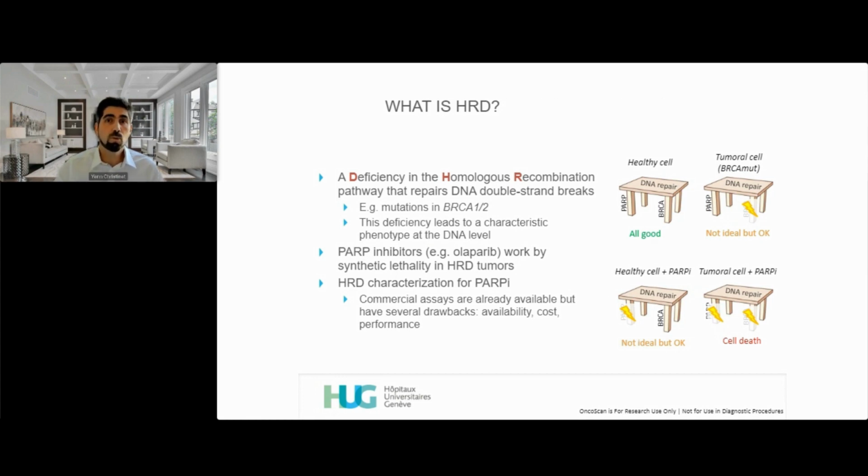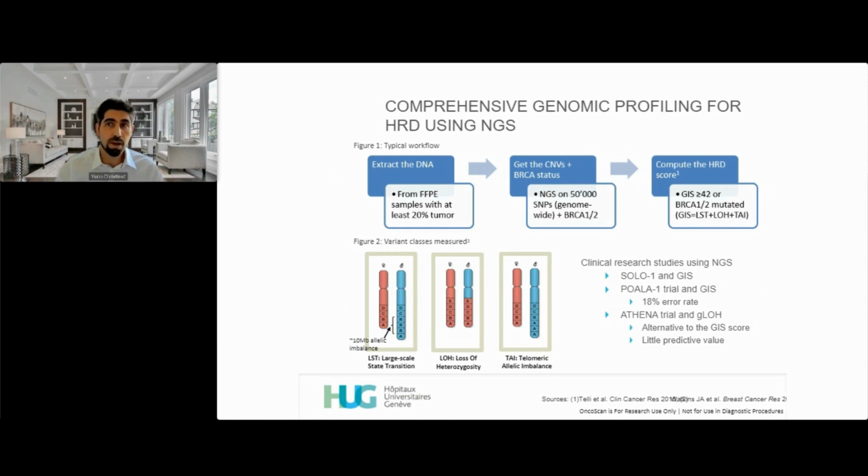Now, the most well-known method, or most used method, is NGS. And the workflow, typically, you get the DNA from the FFPE sample. You need roughly 20-30% tumor content for that. And then from that DNA, you do an NGS on roughly 50,000 SNPs and some particular genes to get the mutation on, for instance, BRCA1 and 2. And once you have the copy number, then you can compute an HRD score.